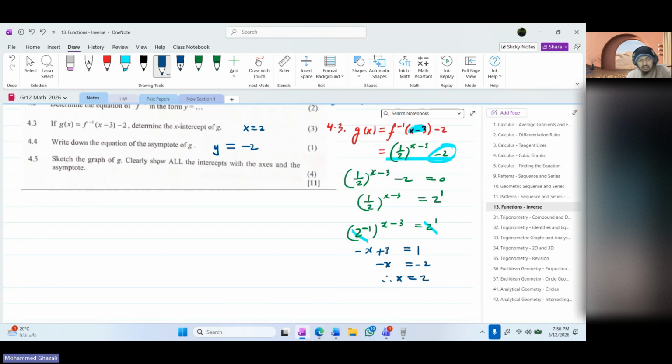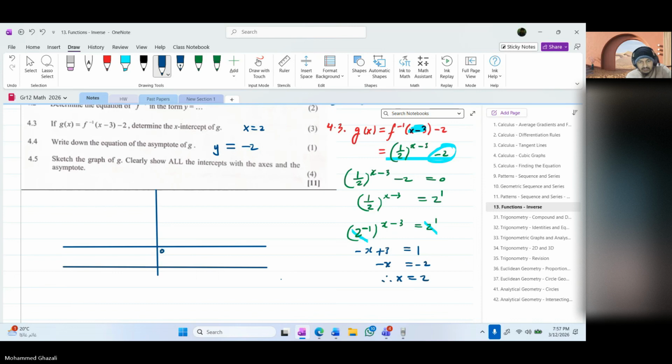Sketch the graph of g. Clearly show all intercepts with the axis and the asymptote. We want to sketch the graph of g. Come on, that's easy. Now remember, half means it's a decreasing function. We have a horizontal asymptote at y is equal to -2. So this is y is equal to -2. That's the horizontal asymptote. Remember the x-intercept is 2. So the x-intercept is right here.